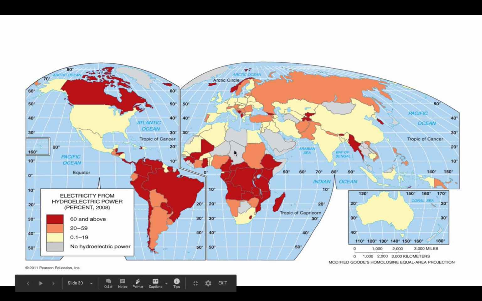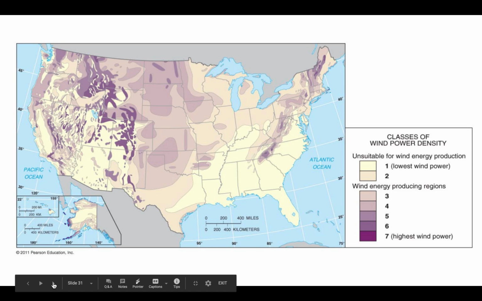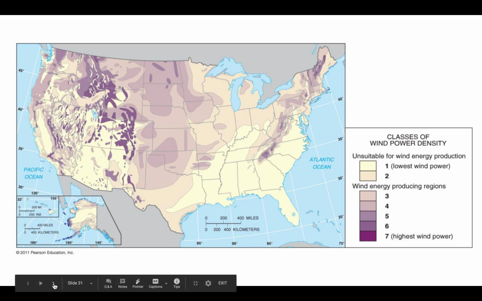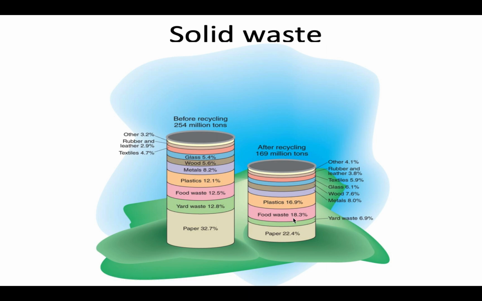Hydroelectric energy is common in less developed regions of the world, as you can see in sub-Saharan Africa and South America. Wind power, most of our wind is harnessed in the west or through the plains of the U.S. Solid waste, we've seen the impact of recycling. However, we still see problem areas such as food waste and plastics and paper.